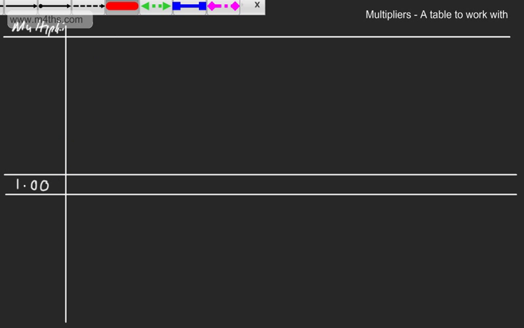So if I put here now my multipliers. If I multiply something by 1, this will retain its value. This is 100%. If we now look at increasing and decreasing by given percentages, we can put these in a table.